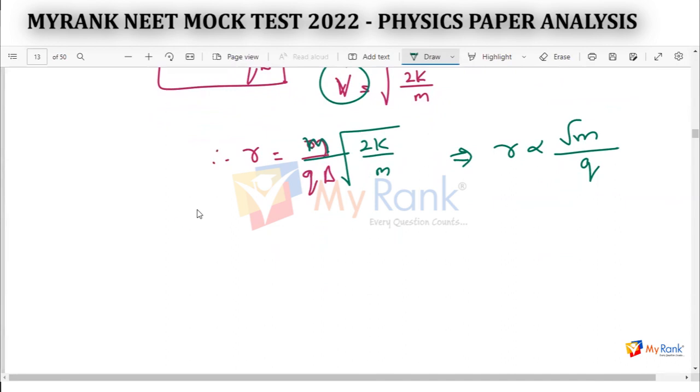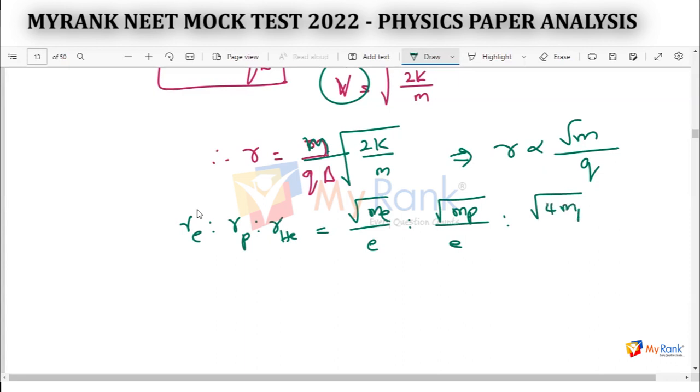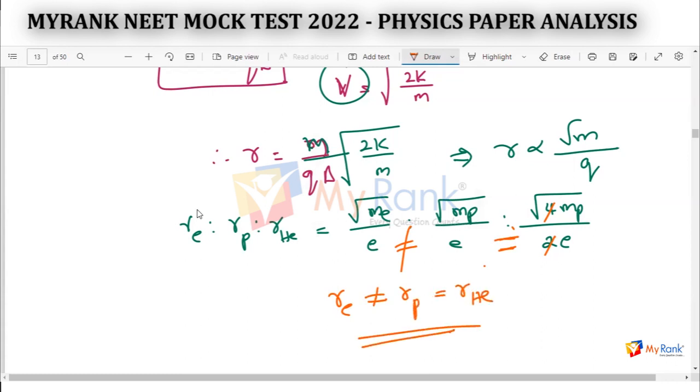So therefore, radius of electron to radius of proton to radius of helium, that means root over mass of electron by charge of electron, which is small e, is to root over mass of proton by charge of proton, again small e, is to root over mass of helium, which is 4 times the mass of proton, divided by 2 times the charge of proton. If you observe carefully, root 4 means 2 only. So these two are equal, but this is not equal here. So what I can say is that the radius of electron is not equal to the radius of proton, which is equal to the radius of helium. This condition you have to check.